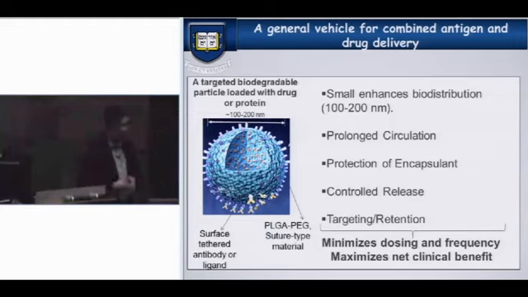Obviously, they could be made very small, smaller than 15 nanometers, actually. The controlled release is one of the distinct advantages because, again, of the degradation of the polymer, which facilitates slower degradation or slower release of the encapsulated drug. And then you have targeting and retention. High avidity binding is one of the key advantages of these things.